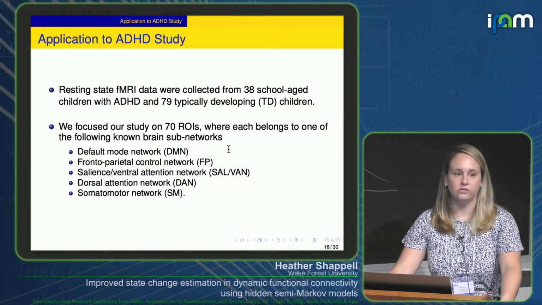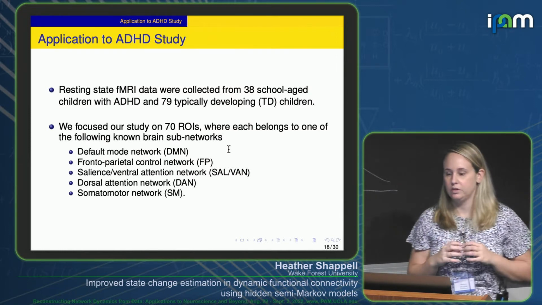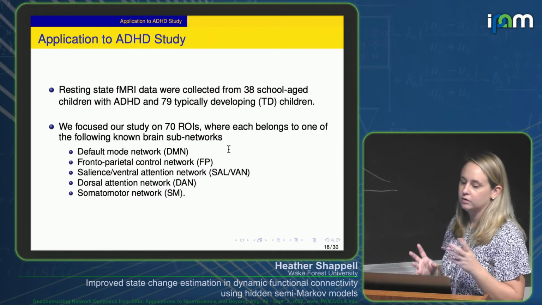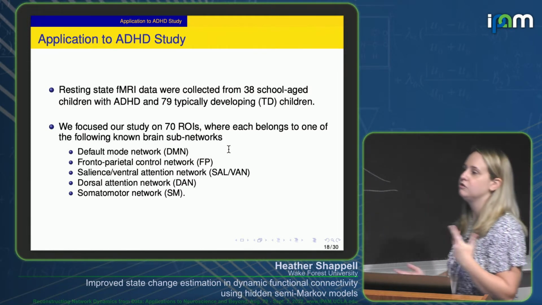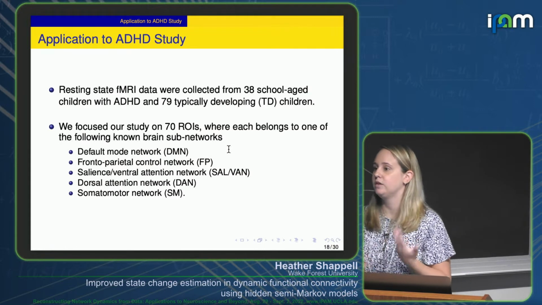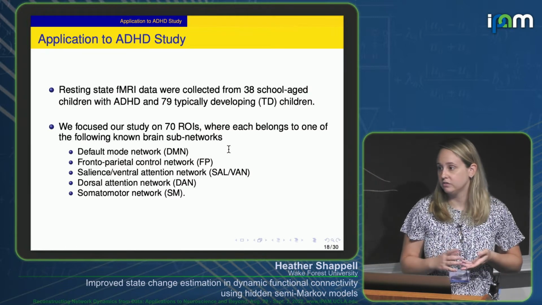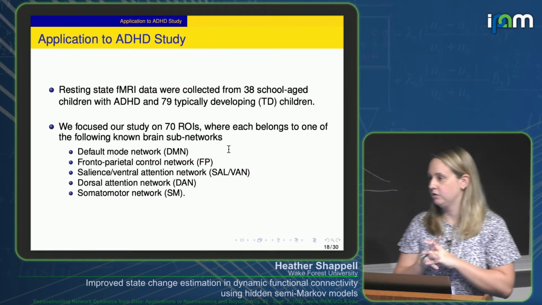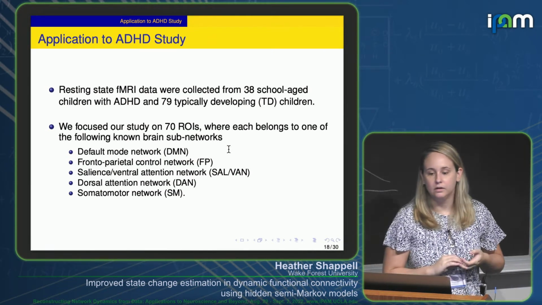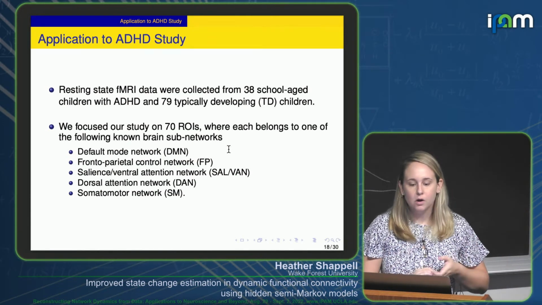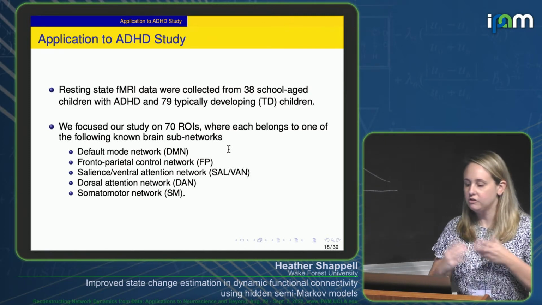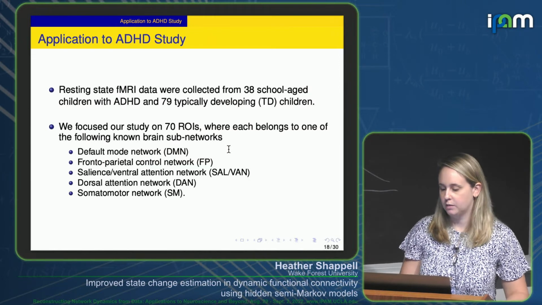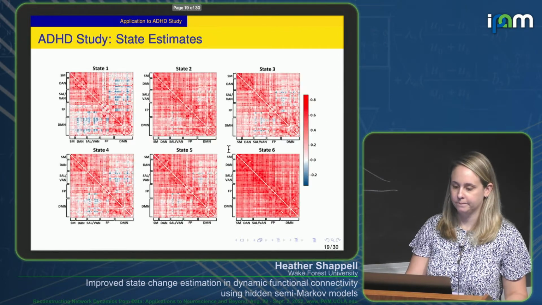And we focused our study on 70 regions of interest in the brain. And each of those belonged to one of the following subnetworks that had been shown in the past to be associated with ADHD in static networks, where just one network was estimated over the course that somebody was in the scanner. So these included the default mode network and some attention networks here, a somatomotor network.